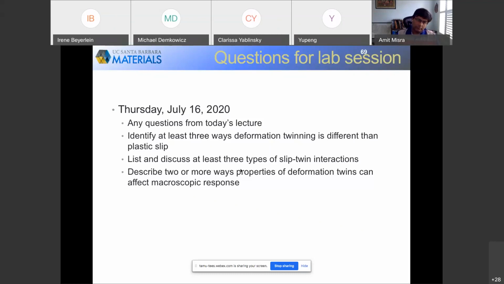So if there are situations where slip is difficult, such as in cold temperatures, then twinning becomes a preferred option. Twinning comes from slip, and slip is a thermally sensitive process.